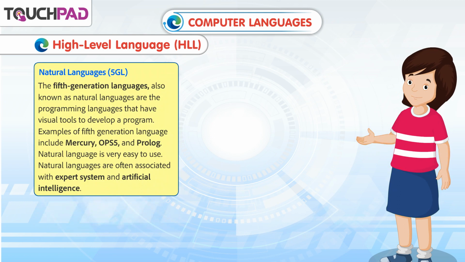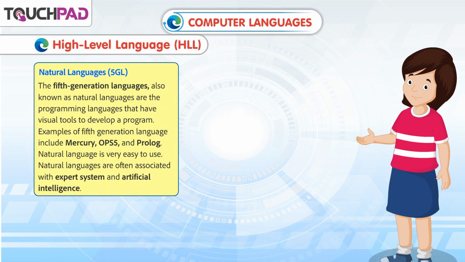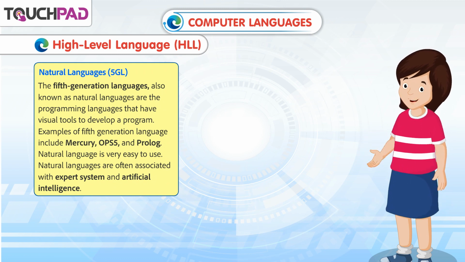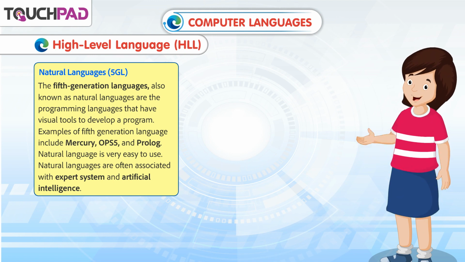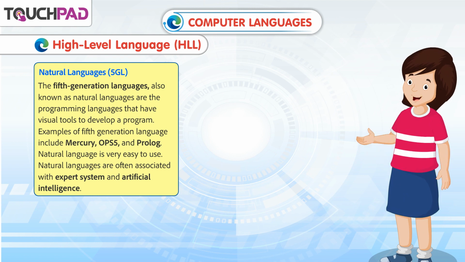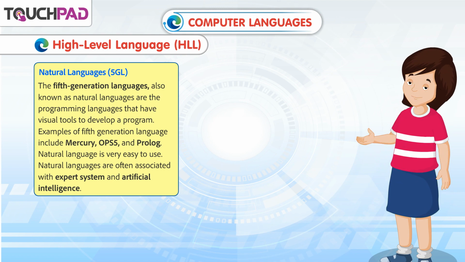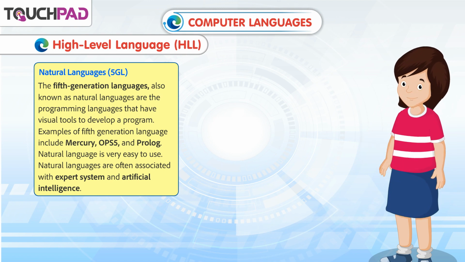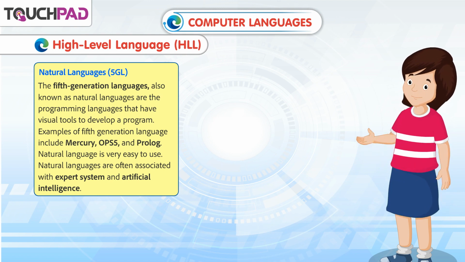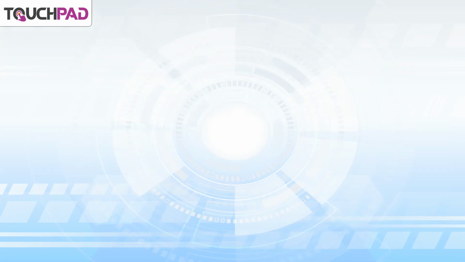Natural languages, 5GL. The fifth generation languages, also known as natural languages, are the programming languages that have visual tools to develop a program. Examples of fifth generation language include Mercury, OPS 5 and Prolog. Natural language is very easy to use. Natural languages are often associated with expert system and artificial intelligence.